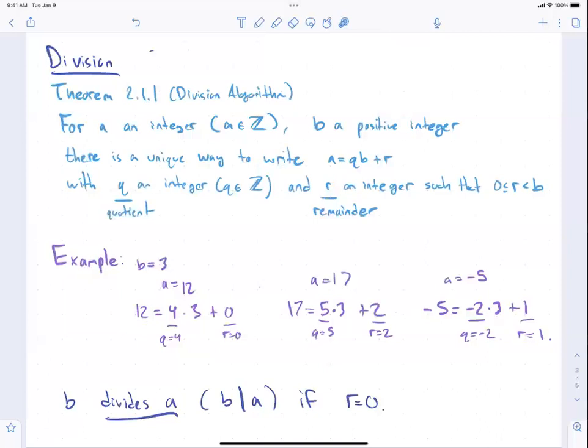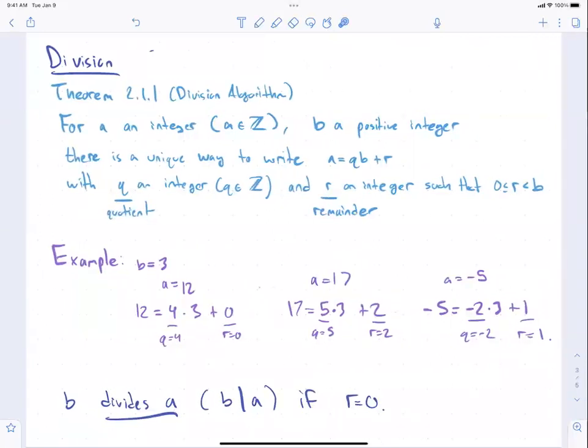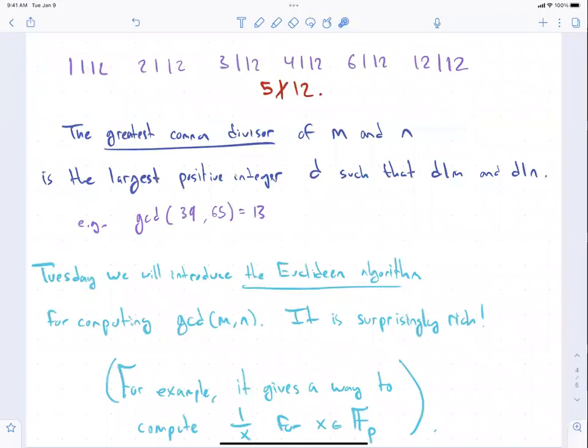Let me introduce some notation. We say b divides a, and we write b, this little vertical bar, a, if the remainder is 0. So we say b divides a when it divides evenly. This is just the classical notion of when one number divides another that you'll remember from your experience of numbers.